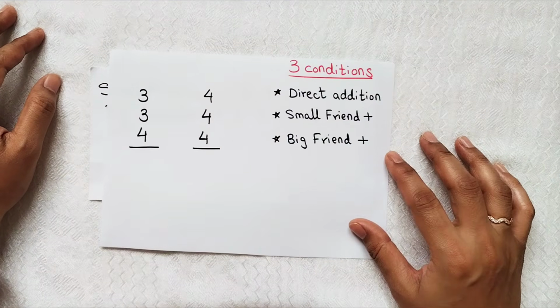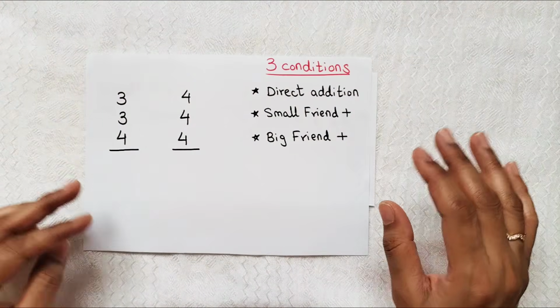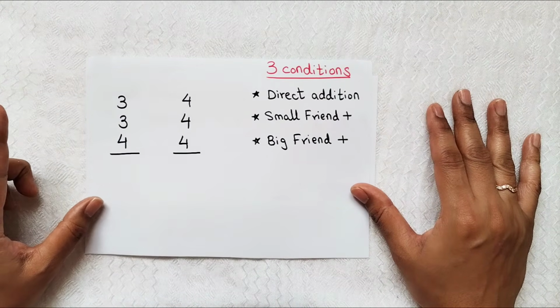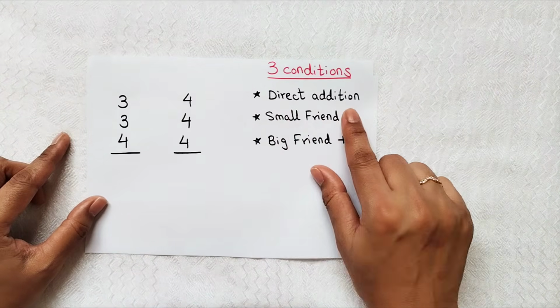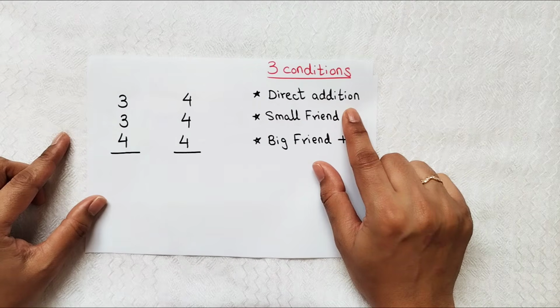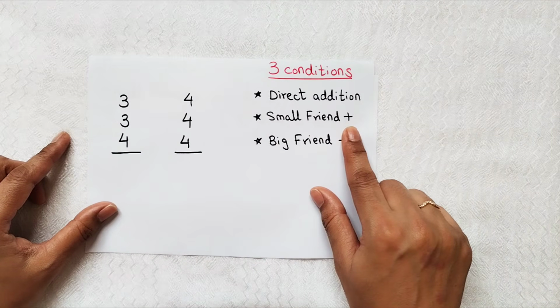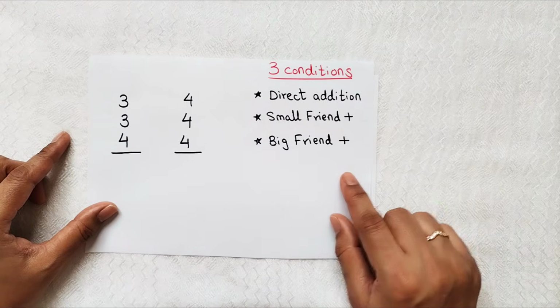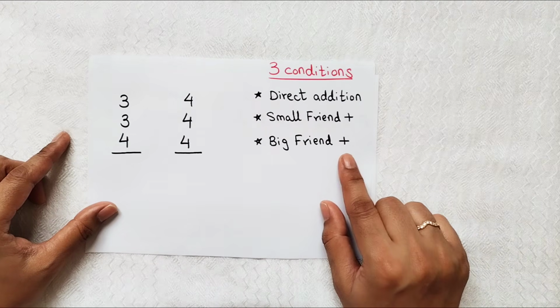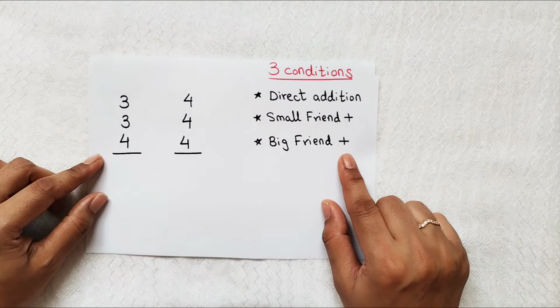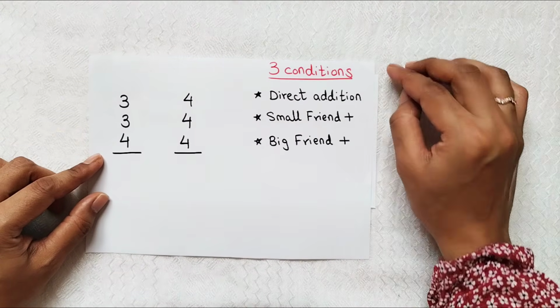Look at this paper. We need to understand there are 3 conditions. First, direct addition. Second condition, small friend addition. And the third one is big friend addition. Okay, so anytime when you come across these type of sums, you have to understand there are 3 conditions.